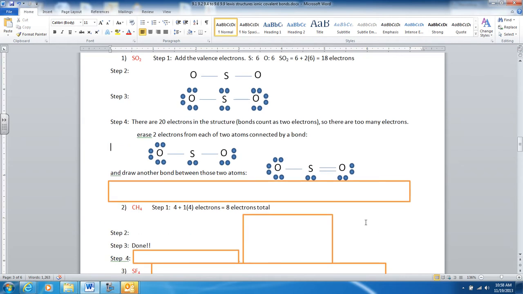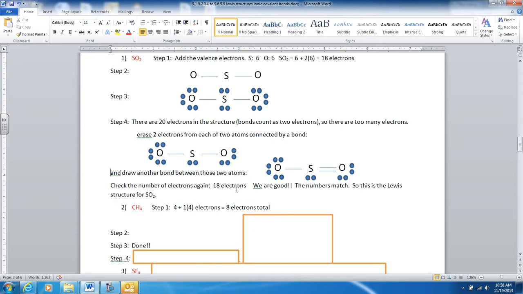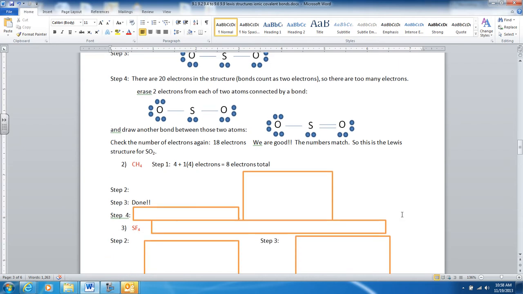And there you go. We're going to check again how many electrons are in here, and is it equal to 18? It's 18. If you add them up, you'll see it's 18. It matches. We're done. Now, could the double bond have been on the other side? Yes, if we had taken away 2 electrons from this O instead. So again, lots of correct answers.